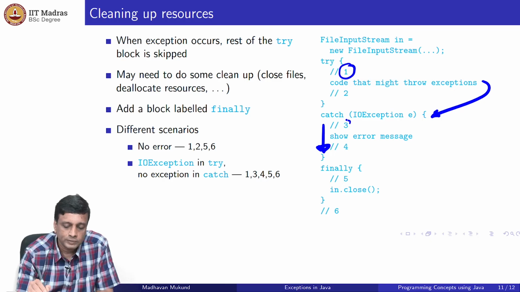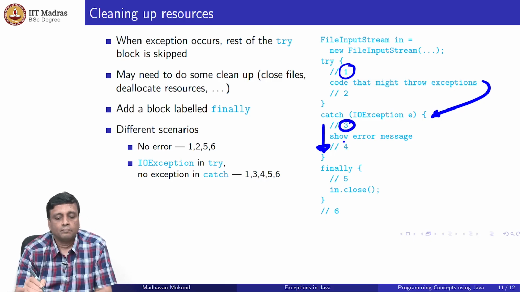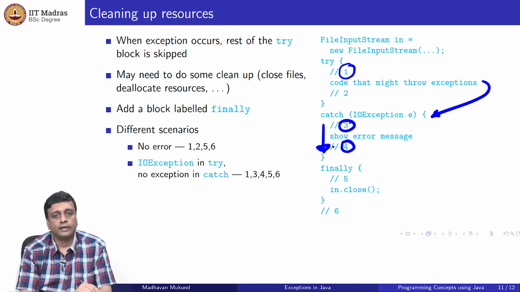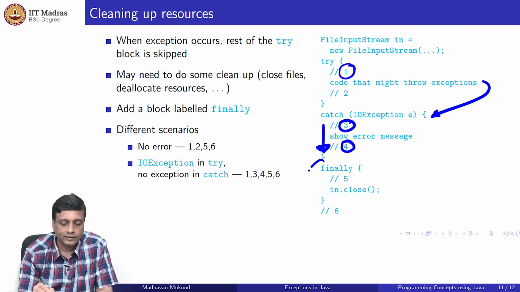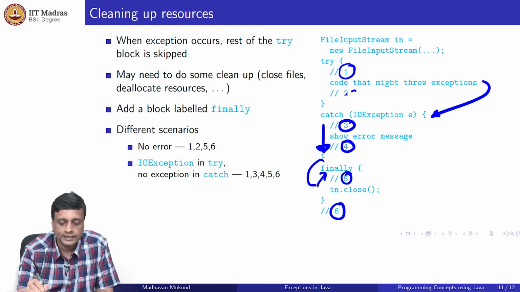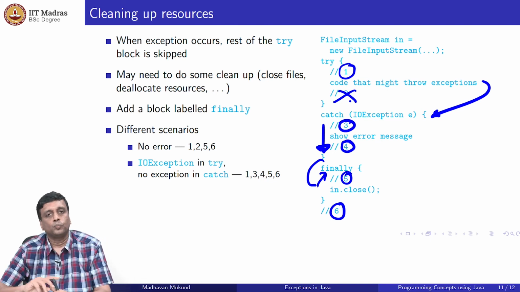So that throws me to 3, but 3 goes after to the end of its thing without doing anything. And then from here I come to the finally. So then I do 5 and 6. So I do 1, 3, 5 and 6. So the only thing that gets skipped is this 2 which was in the try.